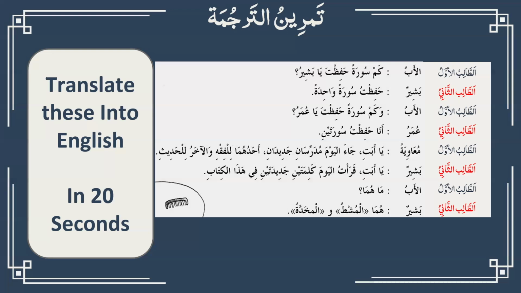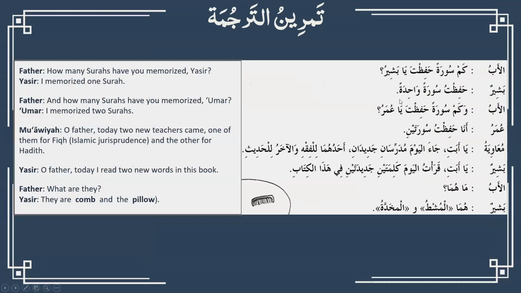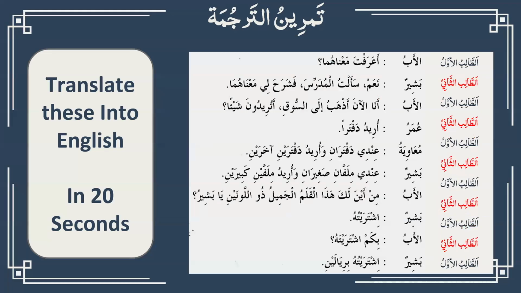Ma huma? What are they? Humal-mushtu wal-mikhaddah. Those 2 are al-mushtu, I don't know the meaning of those. Comb. Comb and the pillow. Al-mushtu, comb, and al-mikhaddah, a pillow. Very good. So let's continue, inshallah. Here's the translation for all of this that you just did.